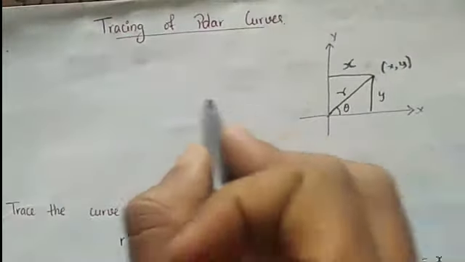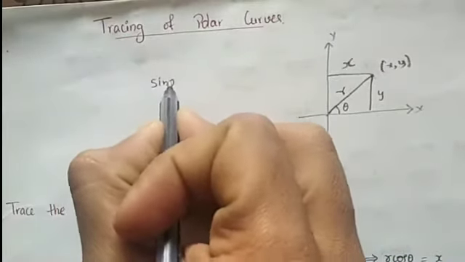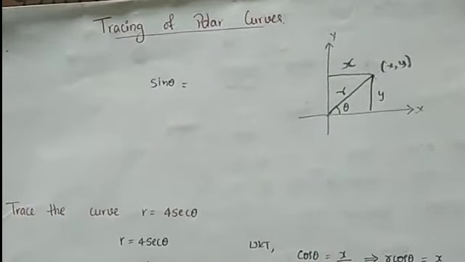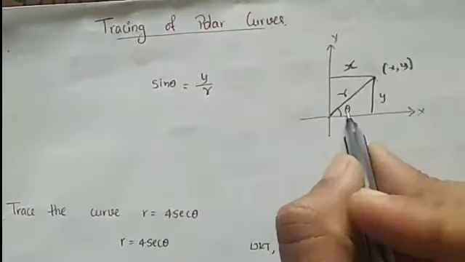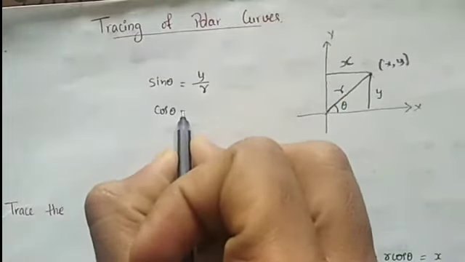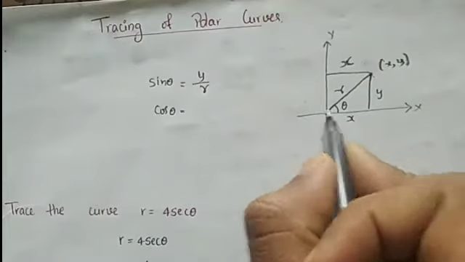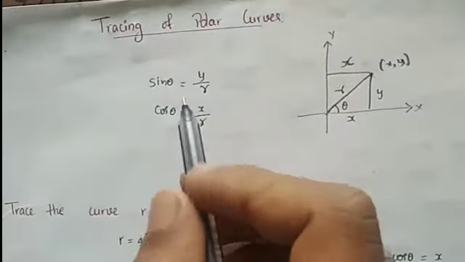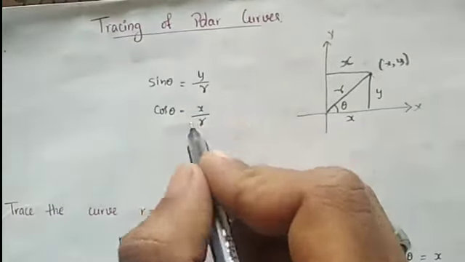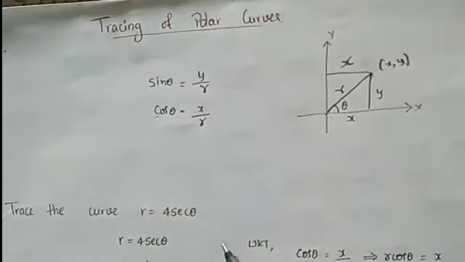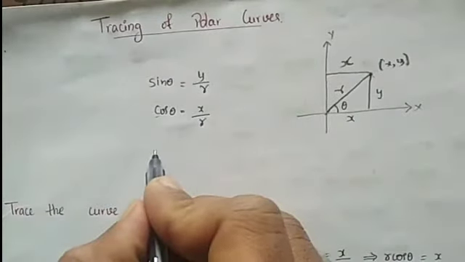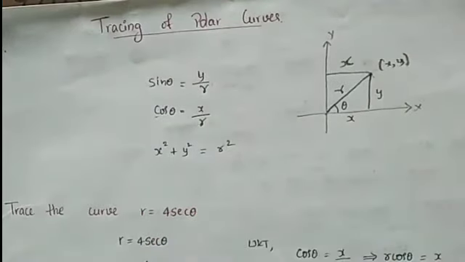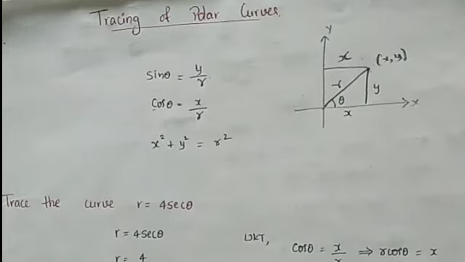You get sin theta, which equals, what is sin theta? Sin theta is y by r, and cos theta equals this value, x by r. You write this as r sin theta equals y and r cos theta equals x, and squaring, you get x square plus y square equals r square. Let me move on to the tracing of the curves.